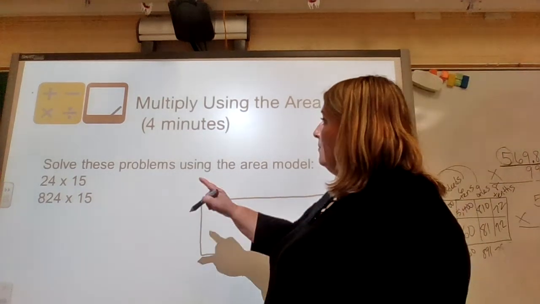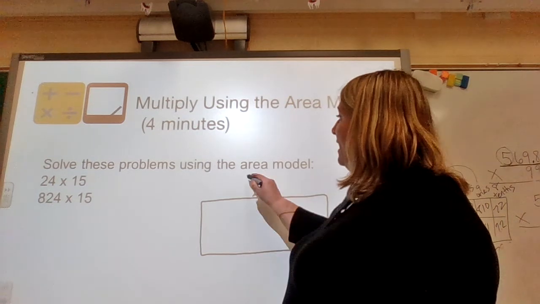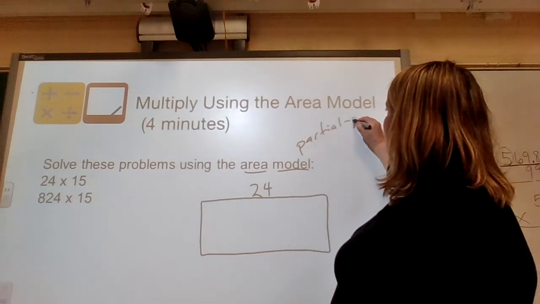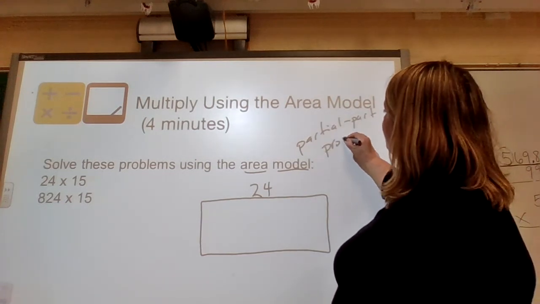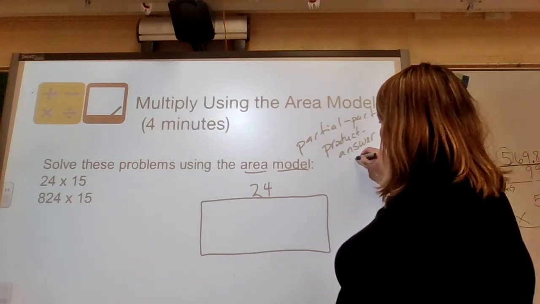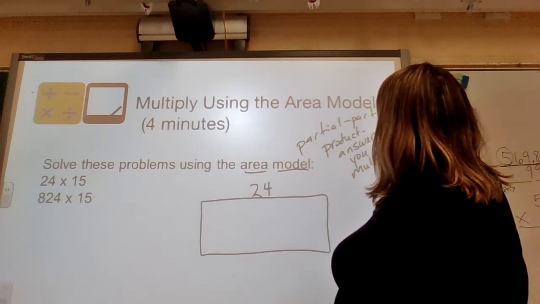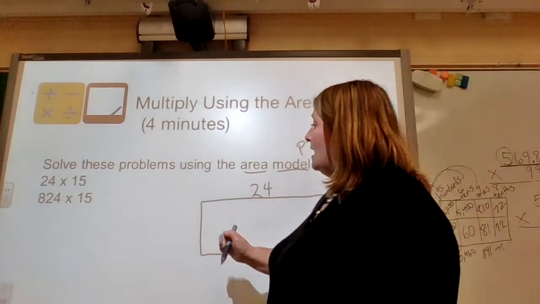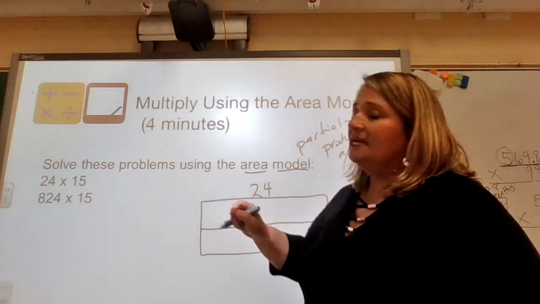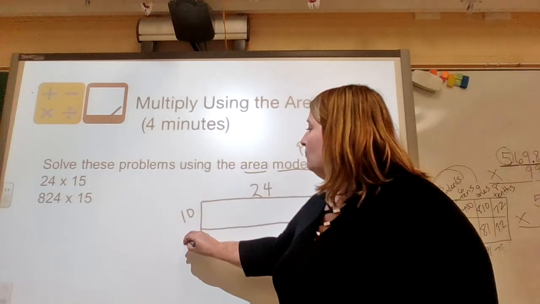Okay. I'm going to have 24 here. And remember, when we look at area models and partial product, partial means part. And remember, product is what we will be finding, and that is the answer when you multiply. Okay, so I am going to break this in half, horizontally. And I'm going to take the value of the 15. I have 1 ten and I have 5 ones.